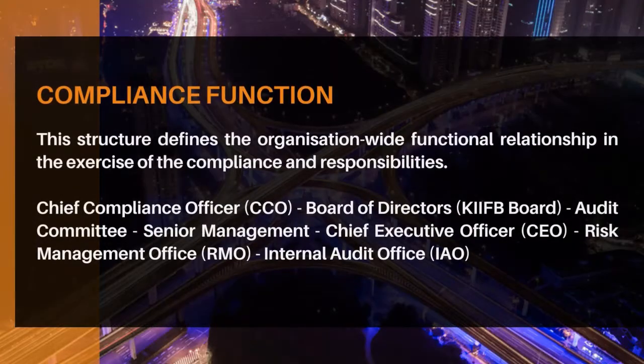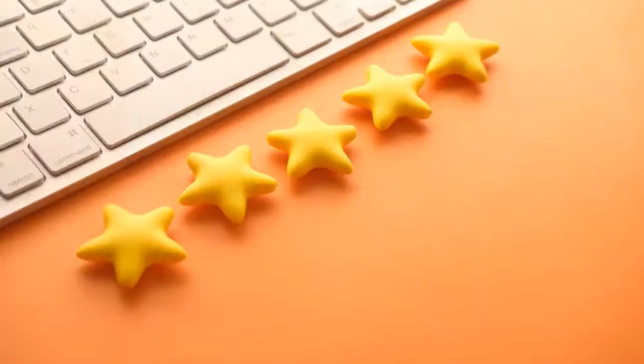The fourth section, the compliance function. This structure defines the overall functional relationship of the organization in terms of compliance and responsibilities. That is, at first the Chief Compliance Officer, second the Board of Directors, then comes the Audit Committee, fourth the Senior Management, and then the Chief Executive Officer, and then comes the Risk Management Office, and finally the Internal Audit Office.